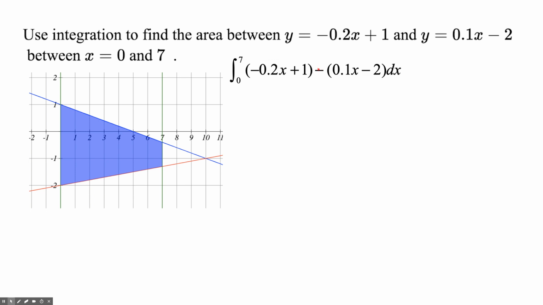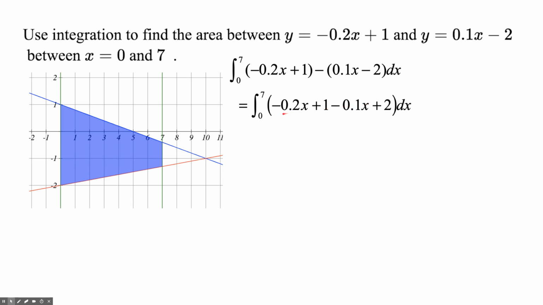Notice that there's a negative sign here that we can distribute into both of these terms. And so I'm going to do that to make the integration a little bit easier down the road. So this negative times 0.1x gives me this term. And then this negative times this negative gives me a positive 2.